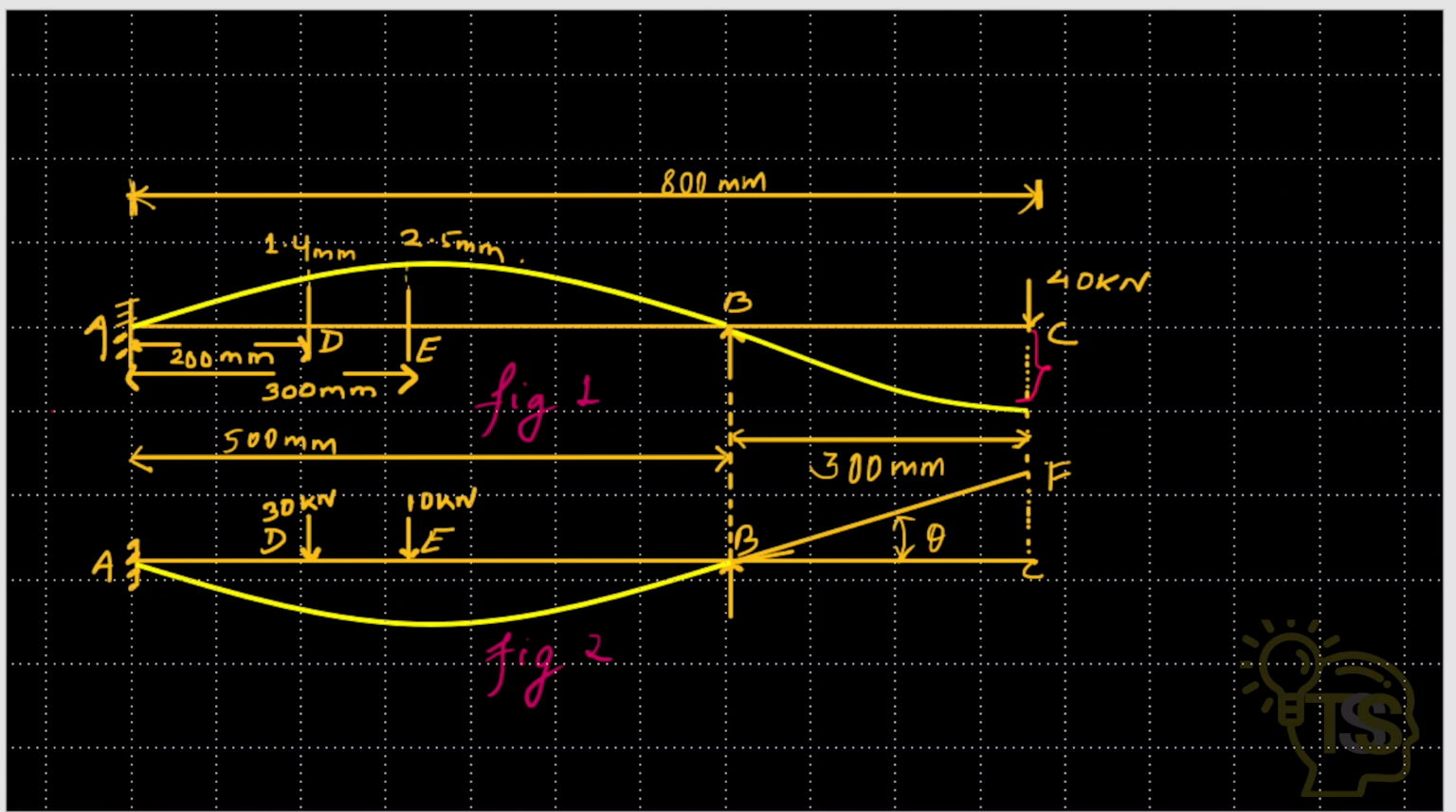In the above diagram, the deflection at the respective points from the fixed end is already given. It's already stated that 200 mm from the fixed end, that is at D, the deflection is 1.4 mm, and at 300 mm from the fixed end, that is at E, the deflection is 2.5 mm, and the 40 kN load is already given at C, and at B the prop is there. It is asked to find the deflection at C in the second diagram due to a 30 kN load at point D and a 10 kN load at point E.